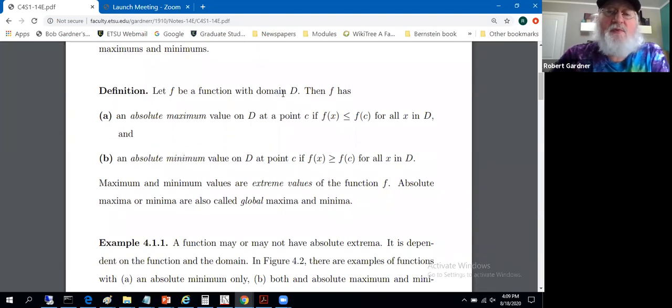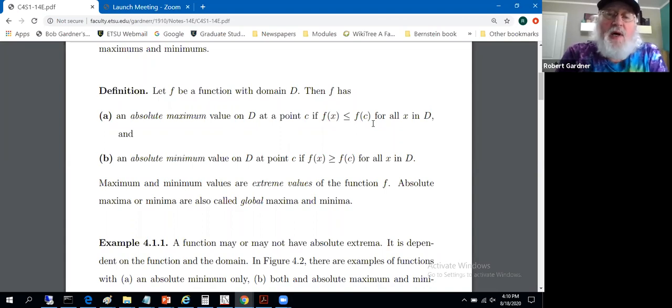Let f be a function with domain capital D. Then f has an absolute maximum value on D at point c, an x value, if f of x is less than or equal to f of c for all x in that domain. So that tells you the function doesn't get any bigger than f of c. Now, it might get as big as f of c in some other places, but it doesn't get any bigger than f of c, and it attains the value f of c. That's what an absolute maximum is.